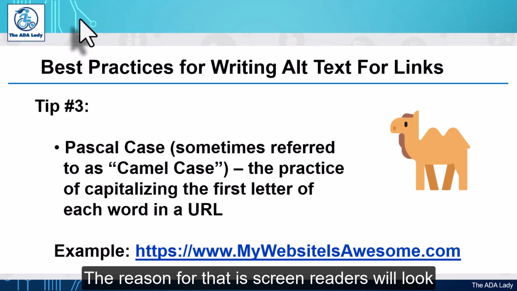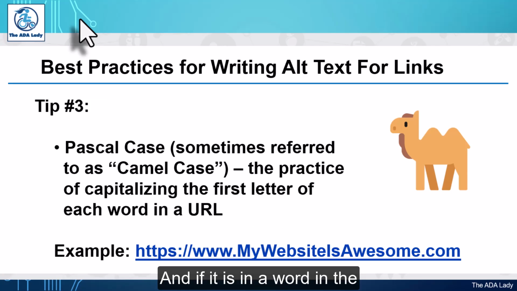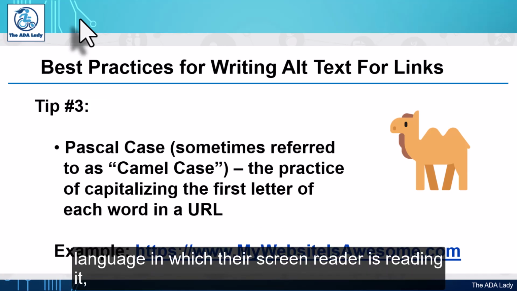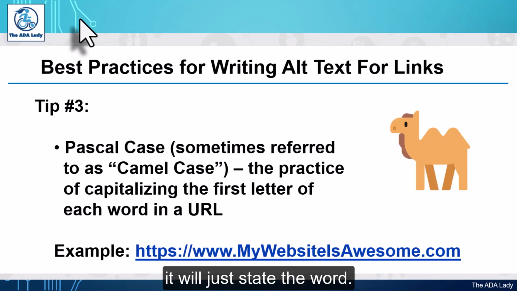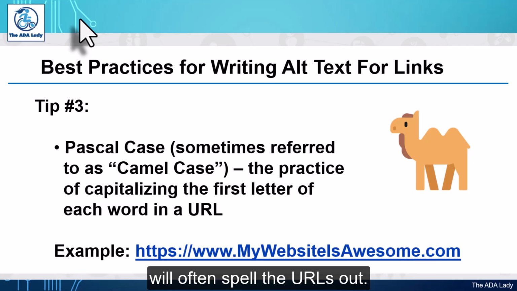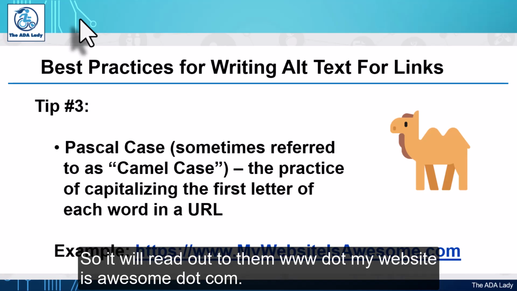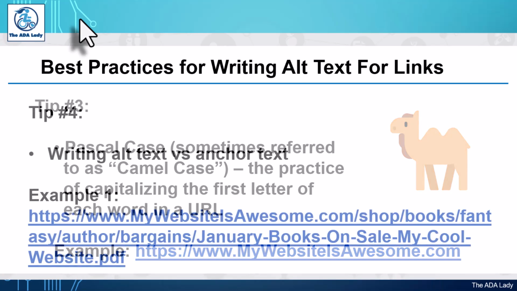The reason for that is screen readers will look at the word that is between the two periods in a URL. And if it is in a word in the language in which their screen reader is reading it, it will just state the word. But if it's a combination of words and it's not recognizable, the screen readers will often spell the URLs out. But if you camel case, it gives feedback to the screen reader that there is a break for the words. So it will read out to them www.mywebsiteisawesome.com.